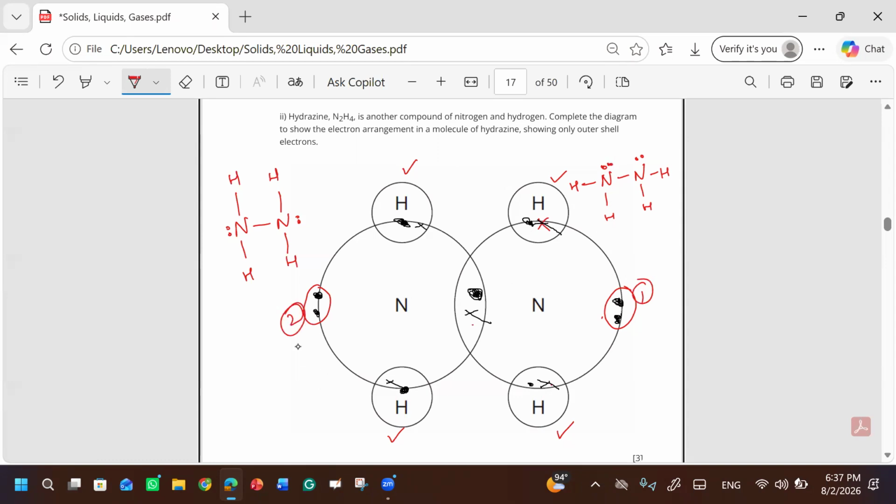You know what are lone pairs? Like pairs that are only by themselves. They are alone. They are not making bond with any other atom. Okay, and these are bond pairs. These are bond pairs. This is also bond pair, but this one is lone pair. Okay, this one is also lone pair.